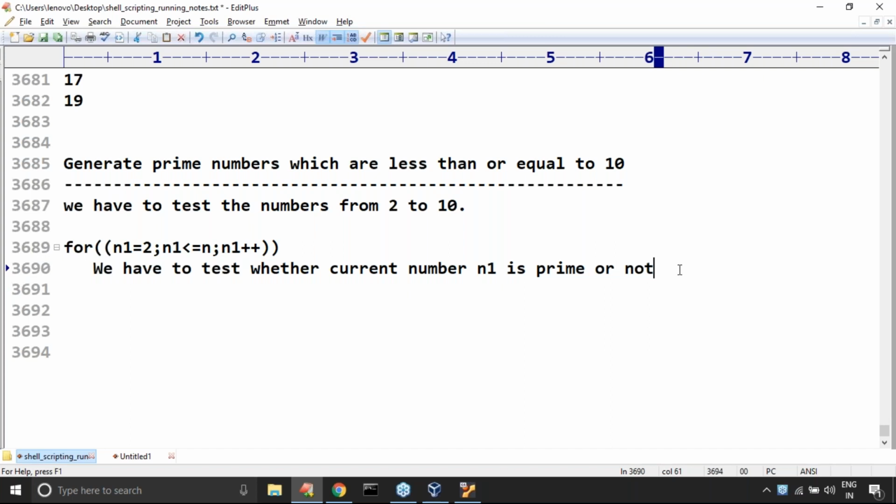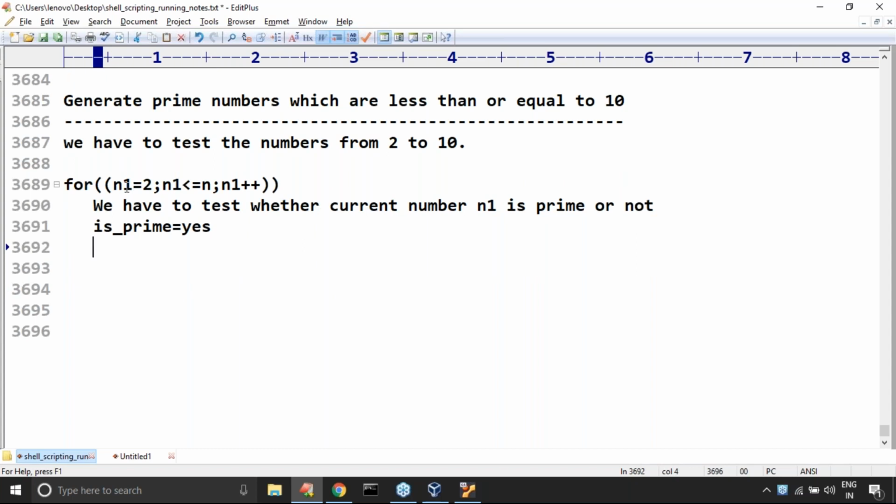We have to test. Now I'm taking isPrime is equal to true, meaning yes, the current number is a prime number. Assume that the current number is a prime number. Maybe the first time n1 is 2, next time 3, next time 4, next time 5. So isPrime is equal to yes, true.